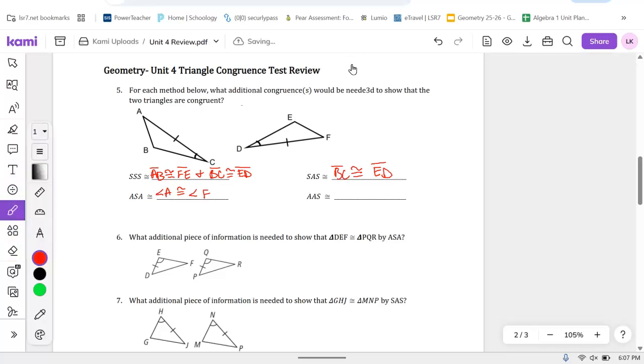All right. So we have an angle and we have a side, but we need another angle. So it's going to be angle, angle, side. So we need to know that angle B is congruent to angle E.